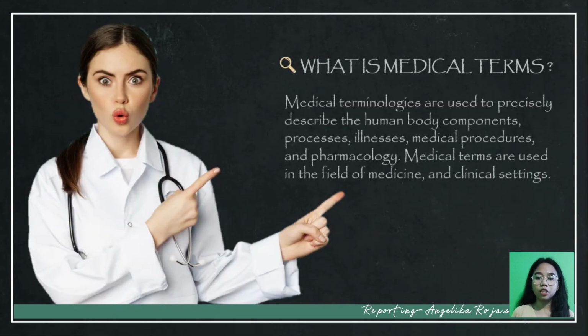Medical terminologies are terms that are used by medical professionals. These are used to describe the human body components, illnesses, medical procedures or courses of action, and pharmacology, or our identification of drugs or medicines. Of course, medical terminologies are also used in our medical field and clinical settings.